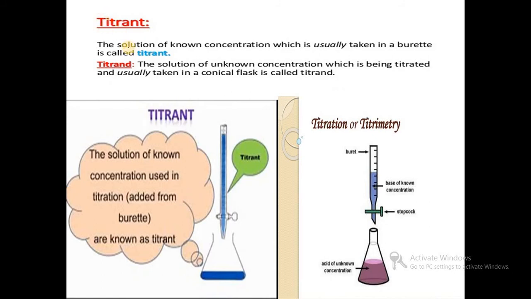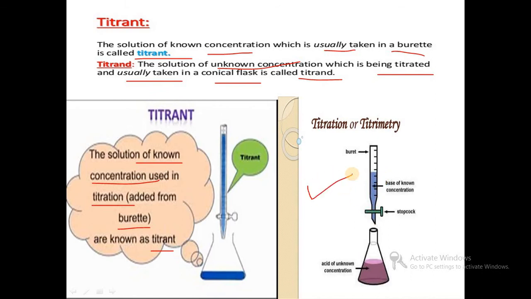Then what is titrant? The solution of known concentration which is usually taken in a burette is called titrant. That burette solution is titrant, and the solution of unknown concentration which is being titrated and usually taken in a conical flask is called the titrand. So titrant means the solution present in the burette. The solution of known concentration used in titration, added from the burette, is known as titrant. So this is the titration assembly.